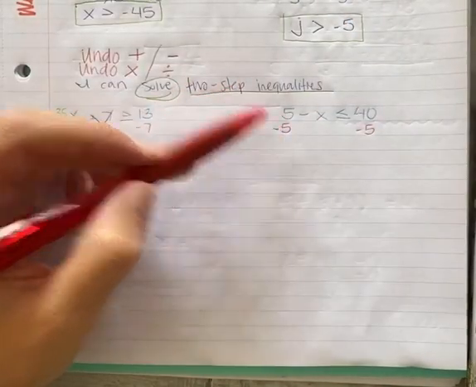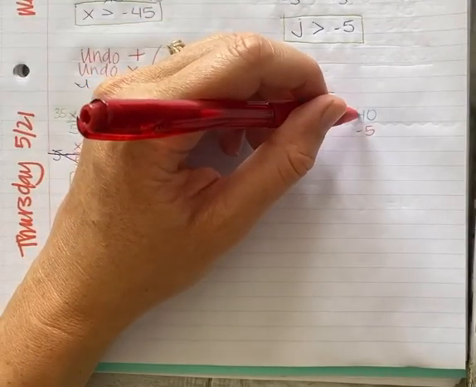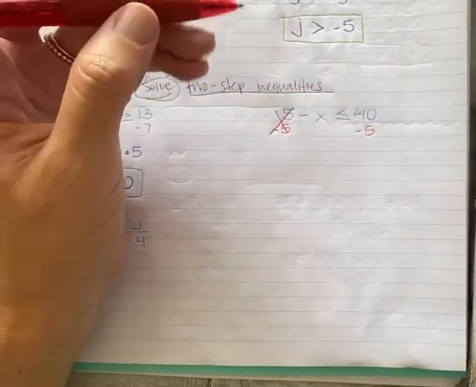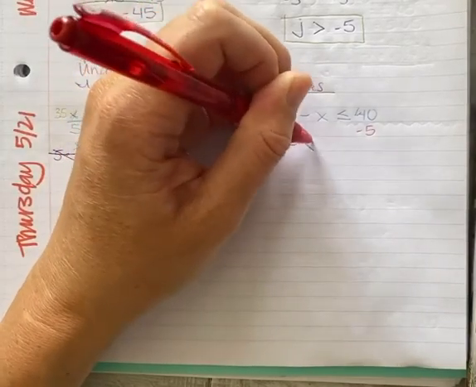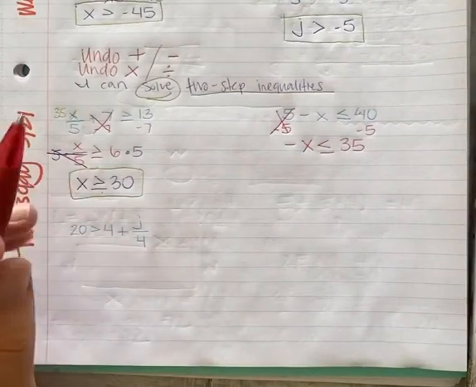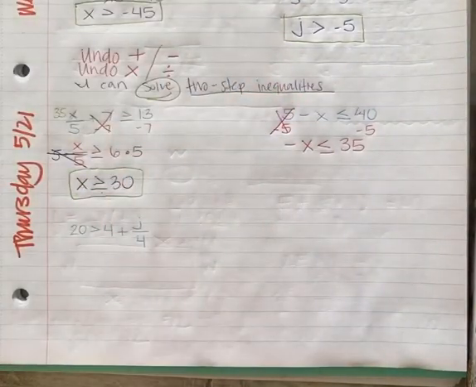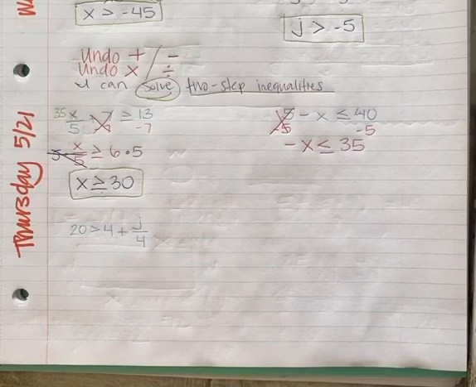So positive 5, negative 5, those cancel out. And then 40 minus 5 is 35. So that leaves us with negative x is less than or equal to 35. That would have also been the same if we did plus or adding the opposite. So it looks like our answer is complete. That was easy. Negative x is less than or equal to 35.